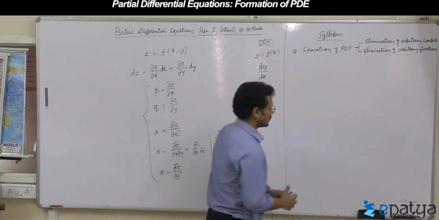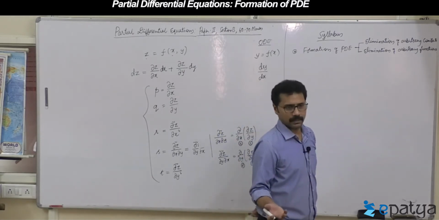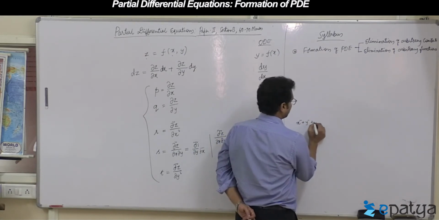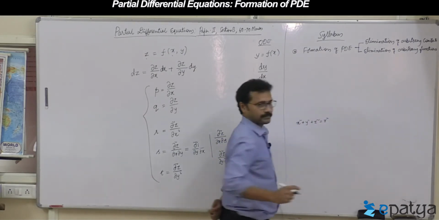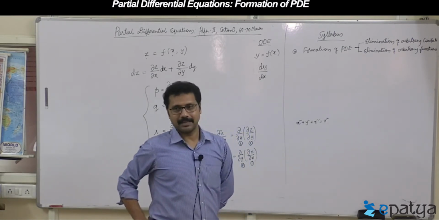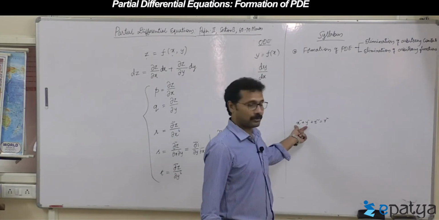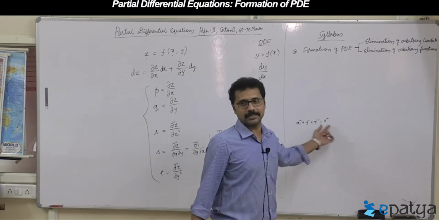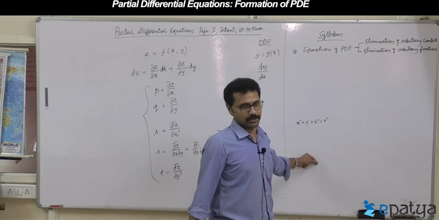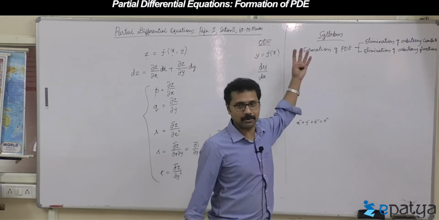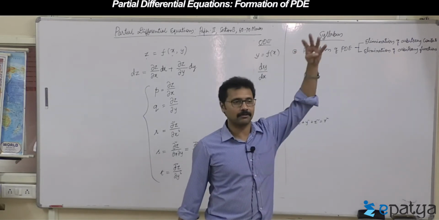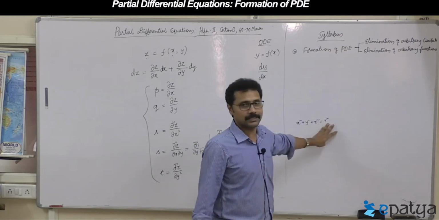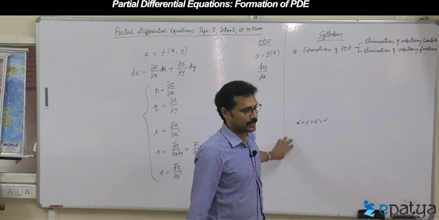For example, I'll give one simple example. You know sphere, x square plus y square plus z square is equal to r square. r is an arbitrary constant. Elimination of arbitrary constant, because I have more than one independent variable, two independent variables, obviously gives rise to a partial differential equation. Earlier in ODE, elimination of arbitrary constants gave rise to ordinary differential equation. Here it gives rise to partial differential equation.